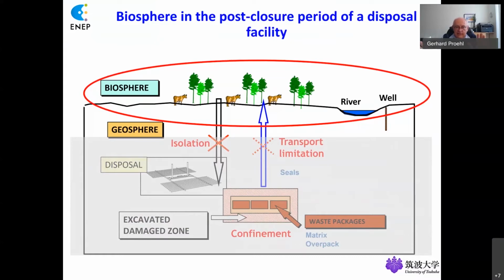So if you look here at this disposal system, it consists of different elements. We have the gray part, everything which is underground, and we will not go into details with that. However, in the long term, we may also have an interaction between the geosphere and the biosphere. And in the long term, radionuclides may be transported from the disposal facility to the biosphere.